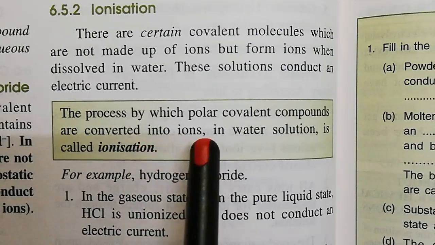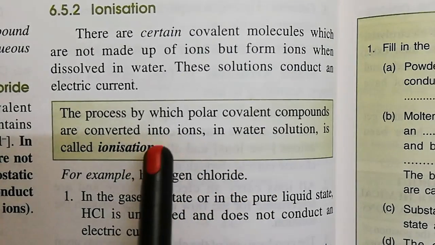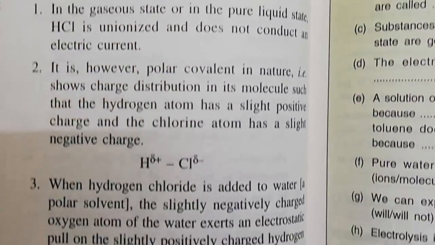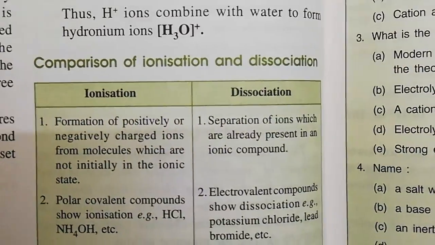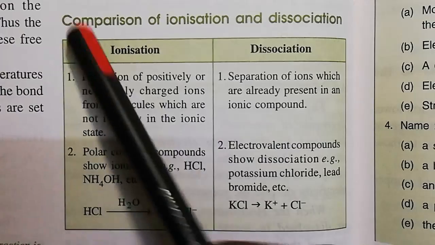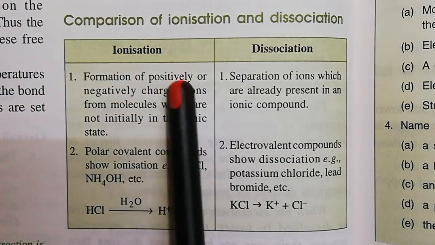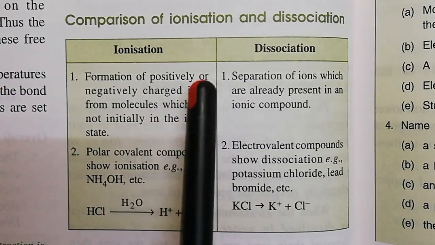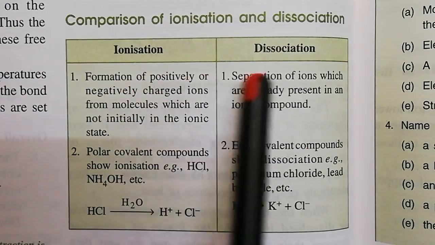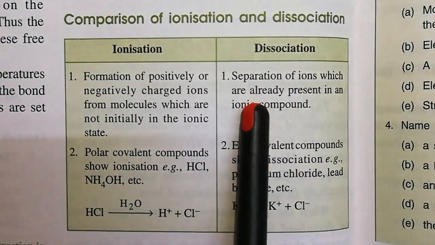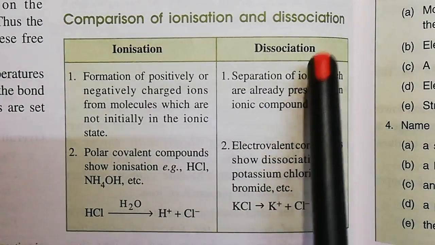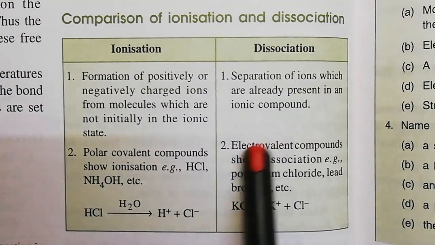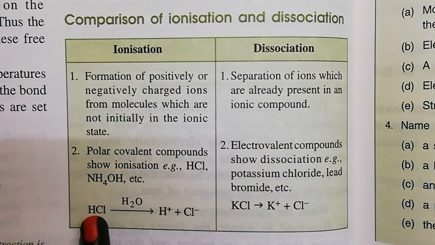Now we'll move to ionization. Dissociation and ionization, though these two are similar, are not the same. Ionization means ions will form, but the term ionization is applicable generally to covalent compounds, and dissociation is generally applied to electrovalent compounds. The ionization definition is given here. Can you see? The process by which a polar covalent compound is converted into ions in water solution is called ionization. Okay, how ionization occurs has been shown nicely here.